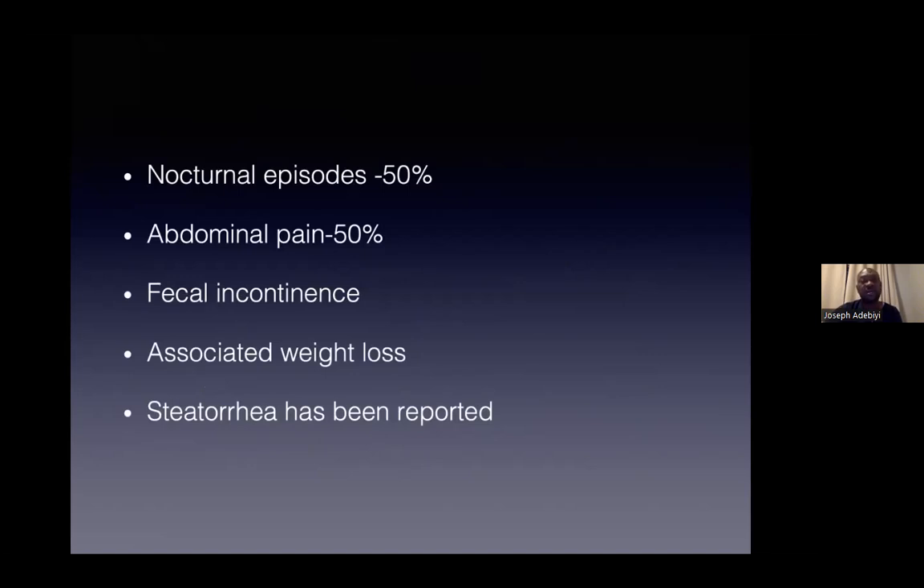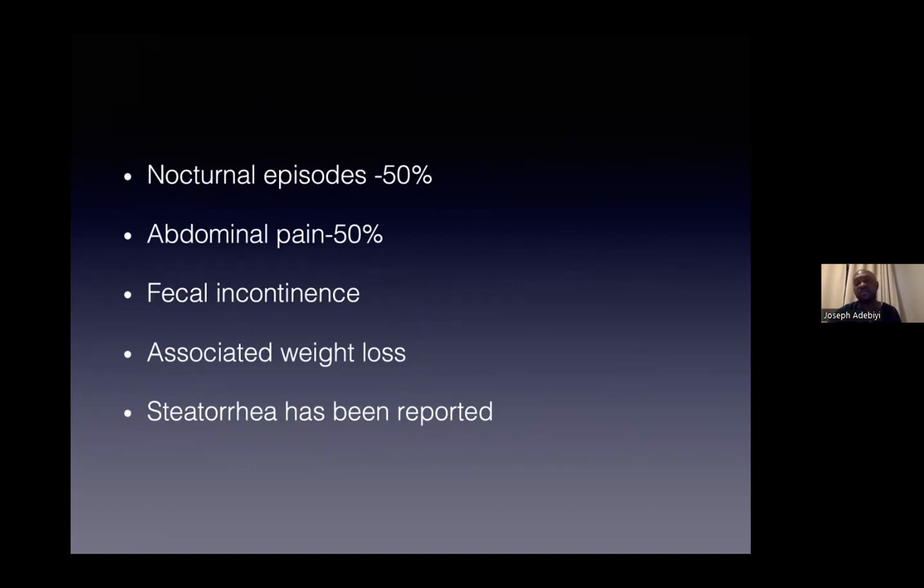In 70% of cases, fecal urgency would be the complaint. And then nocturnal episodes would be around 50% of presentations. Certainly about 50% of the patients have abdominal pain. Fecal incontinence has also been described, and then there is associated weight loss.